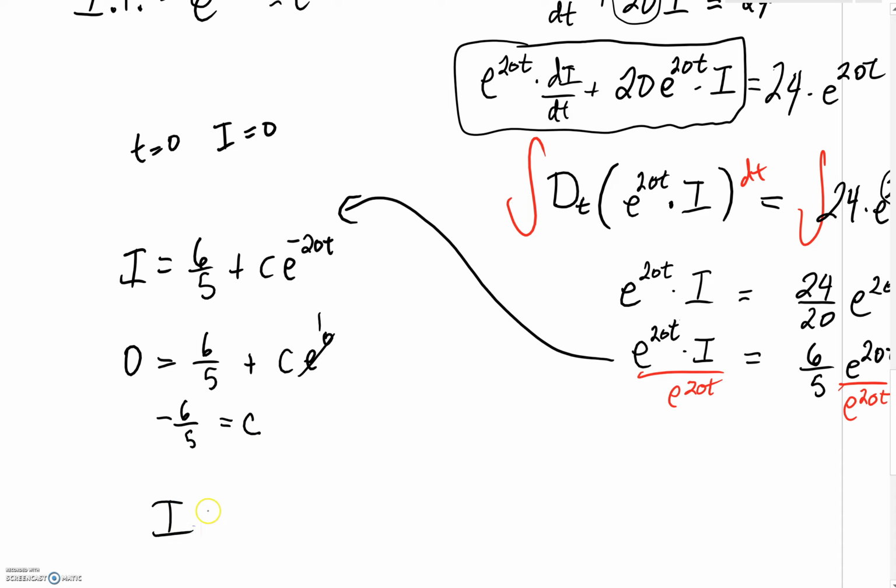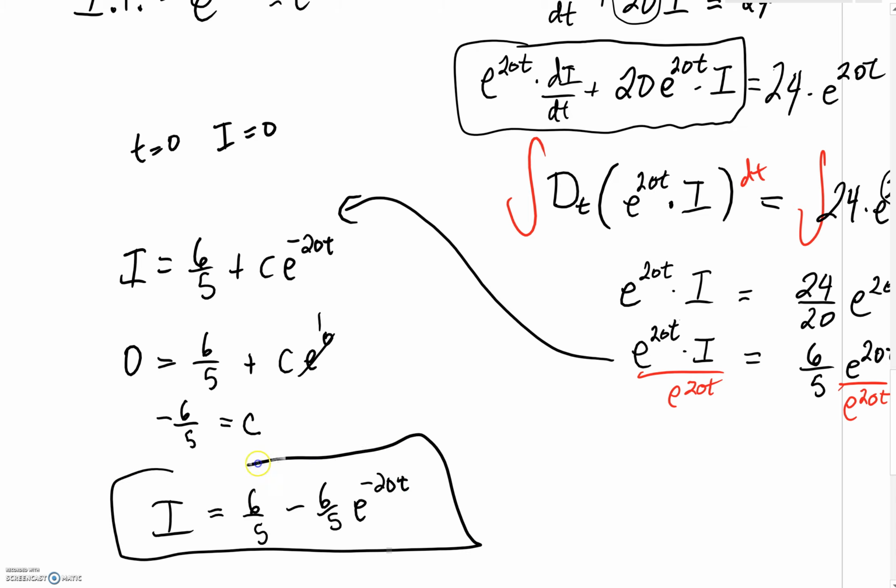And our final answer, very nicely, this is going to be our equation of current with respect to time. So we can plug in whatever t value we would like, and we'll be able to find the current at that particular time.